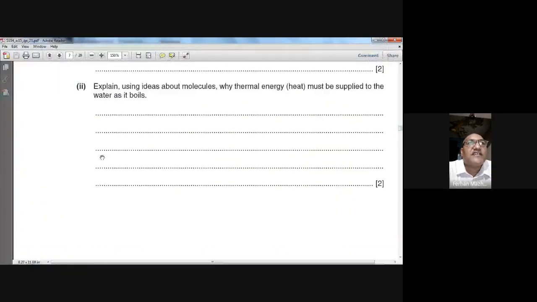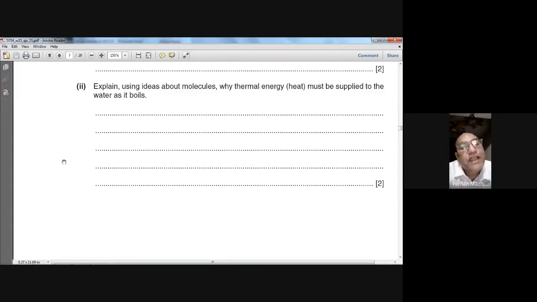Next question he's asking is: explain using ideas about molecules why thermal energy (heat) must be supplied to water as it boils. And we are assuming that he's talking about the water when it is at its boiling point. So you see, when the water is at its boiling point, but it's converting into gas, still you have to provide the energy. But that energy is not used to raise the temperature. So for what purpose is that energy used? Why do we need the energy during the process of the boiling? And what does that energy perform, that is the question.